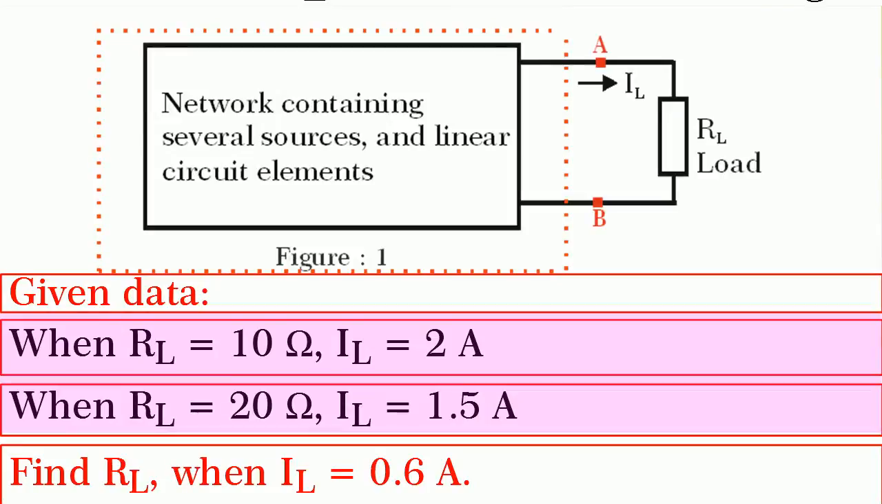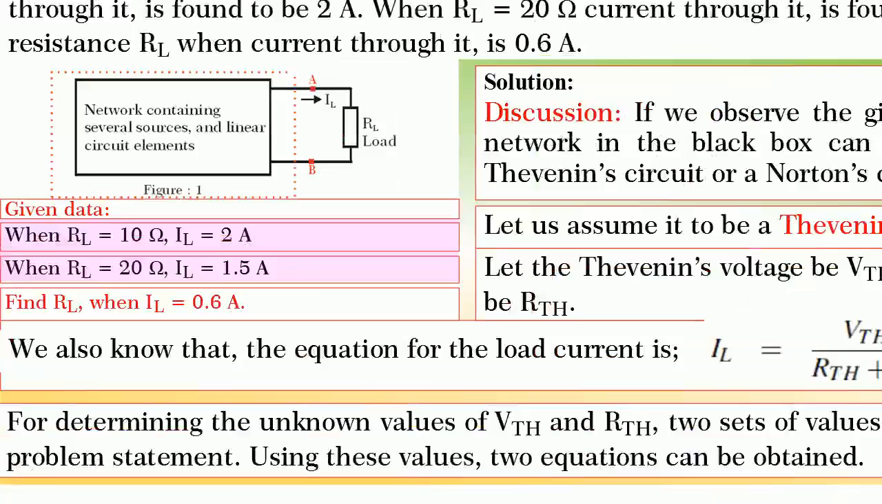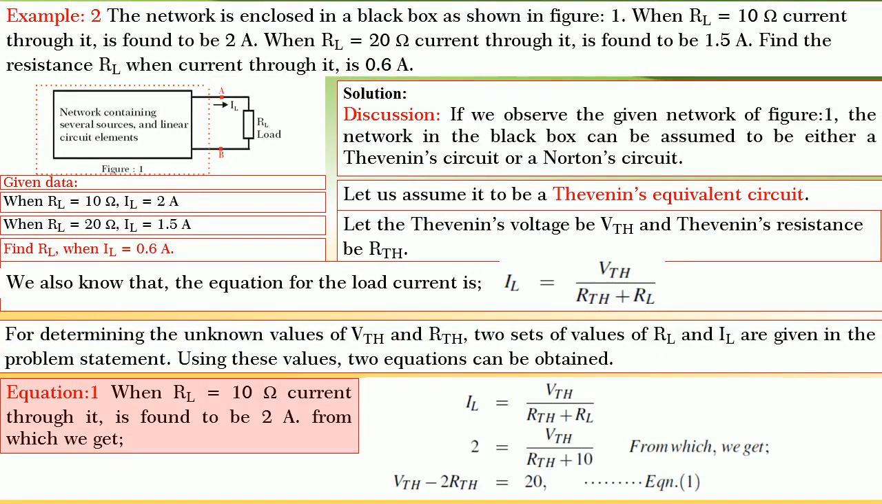Now, for obtaining the unknown values of V Thevenin and R Thevenin, two sets of values of RL and IL are given in the problem statement. Using these values, two equations can be obtained. Equation 1, when RL is equal to 10 ohm, the current through it is found to be 2 ampere, from which we get 2 is equal to V Thevenin divided by R Thevenin plus 10, and by rewriting it, we get V Thevenin minus 2 R Thevenin is equal to 20. Let it be equation 1.